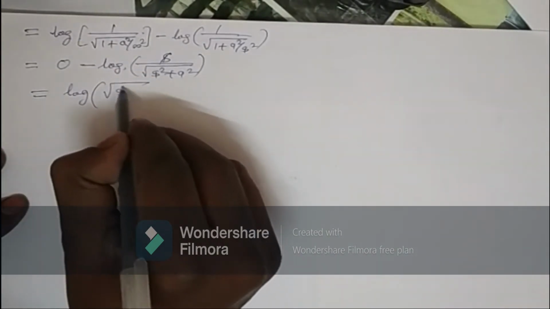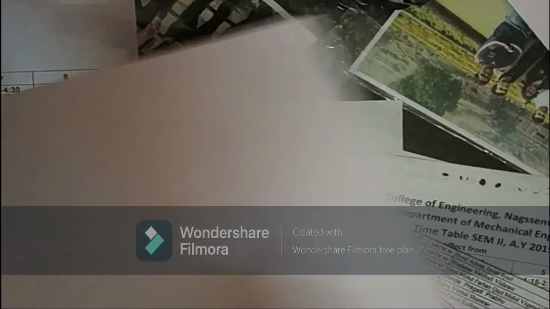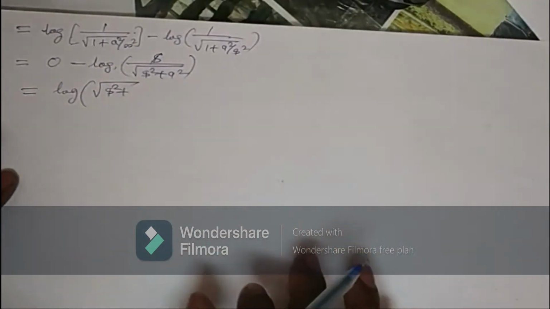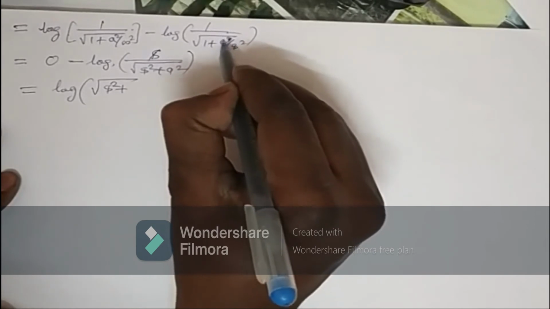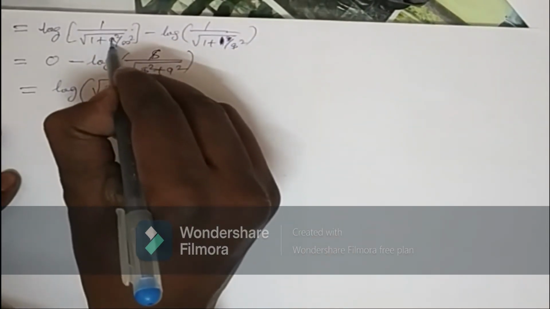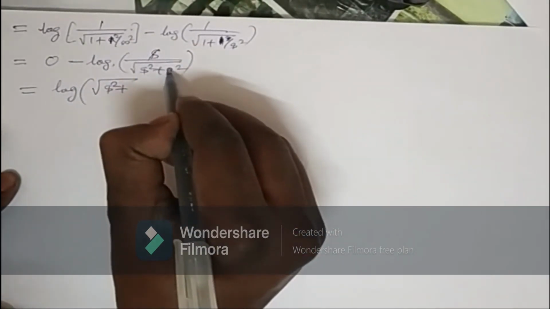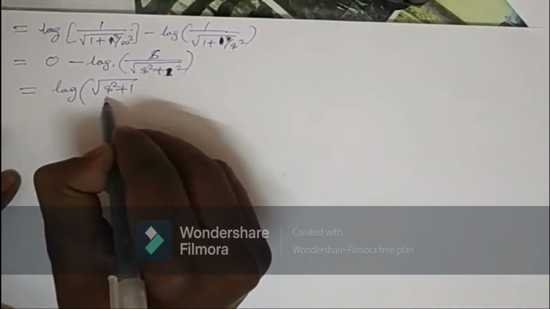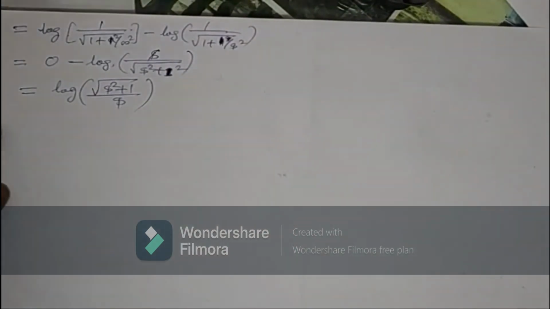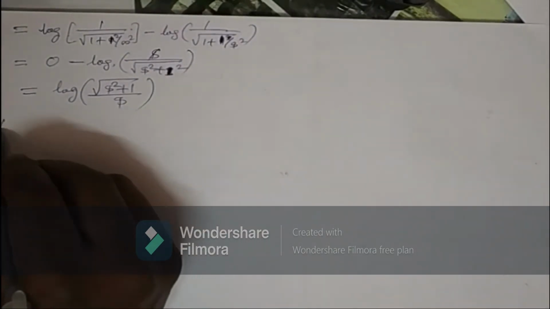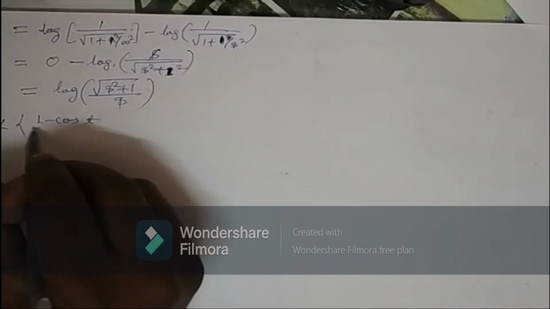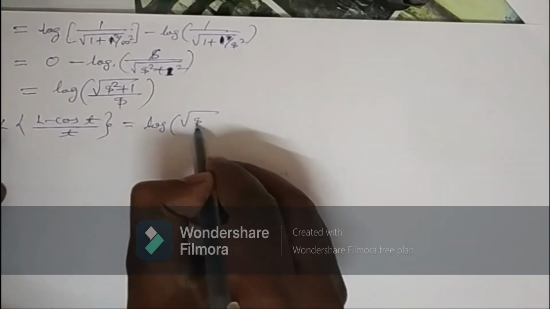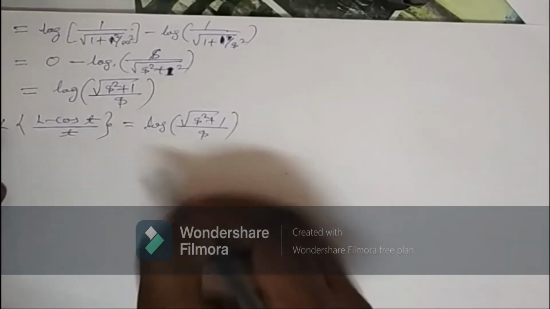Log of under root a square plus, sorry, here it was 1, so this is not square, this is only 1. So 1 upon a square, so a square plus 1 upon s. So this is the answer of Laplace transform of (1 minus cos t upon t), that is equal to log of under root s square plus 1 upon s.